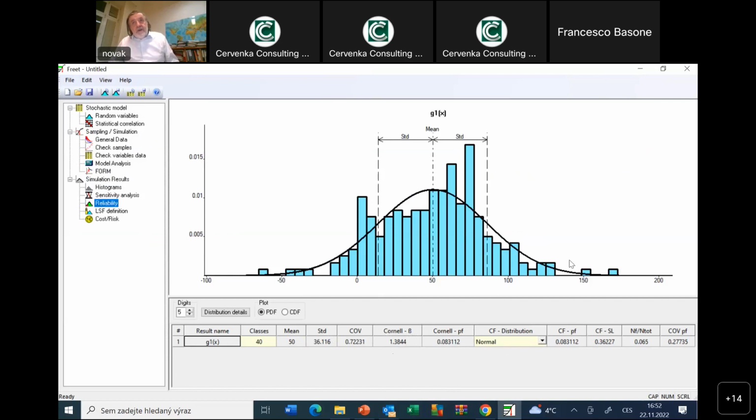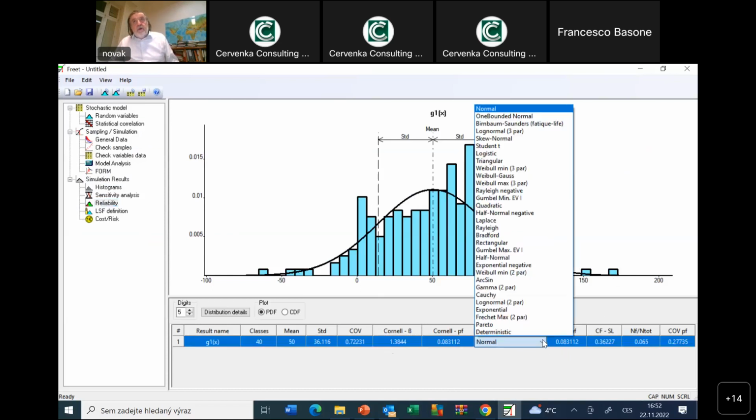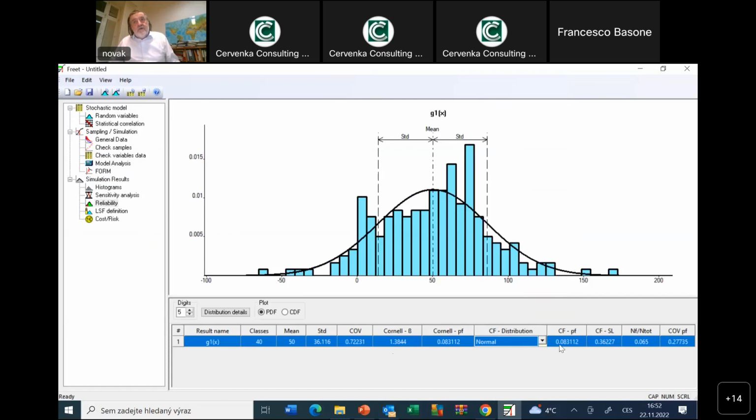And the software will also evaluate the best probability distribution available from all these probability distributions based on the Kolmogorov-Smirnov test statistics. In this case, Gaussian minus Gaussian is again Gaussian, as you can see. So it was evaluated very well, and it's the same result as the Cornell safety index at some confidence level.